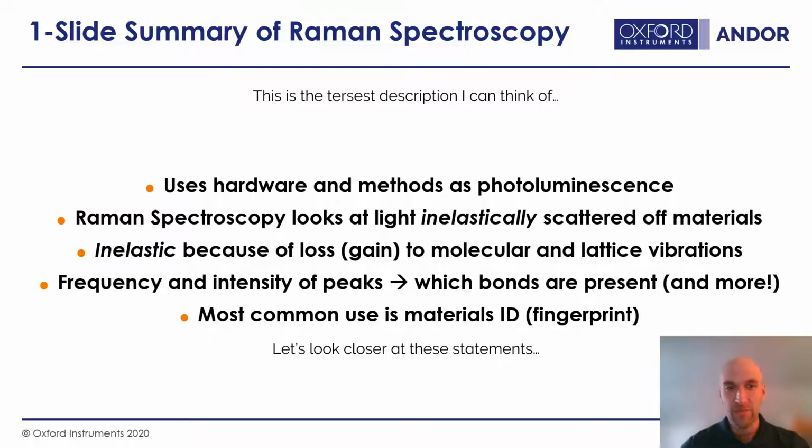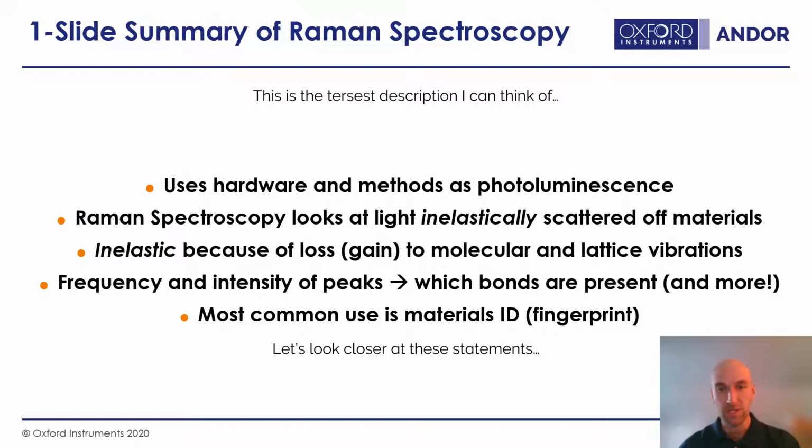Raman spectroscopy looks at light inelastically scattered off materials. So light bounces off and it comes off with not the same energy. Inelastic because of loss or gain to molecular and lattice vibrations in the material that you're looking at. So it is a vibrational spectroscopy. And the Raman spectra that you get, the frequency and intensity of the peaks, where you're losing or sometimes gaining energy, shows which bonds are present, but much, much more.